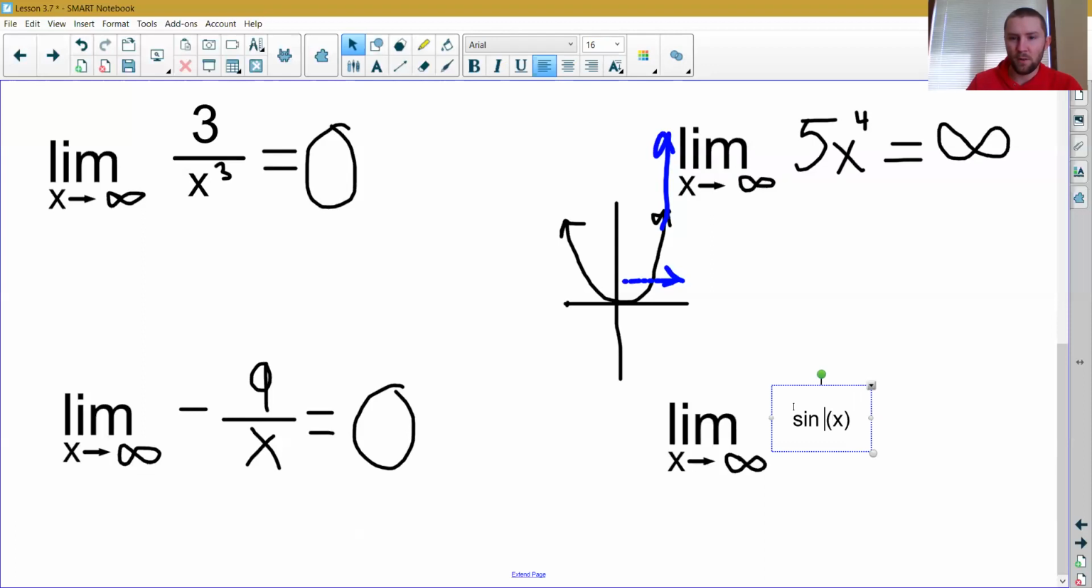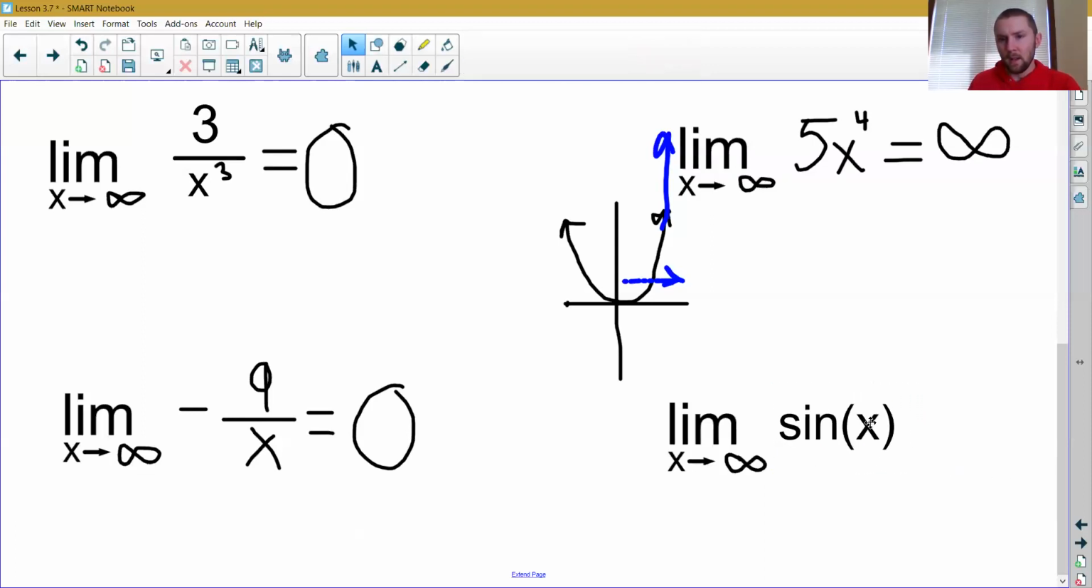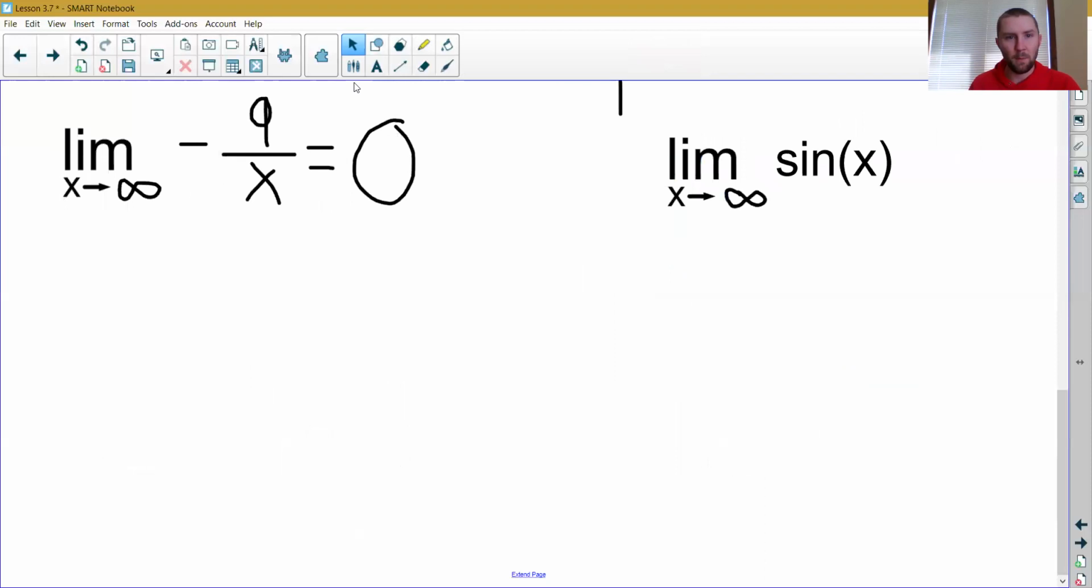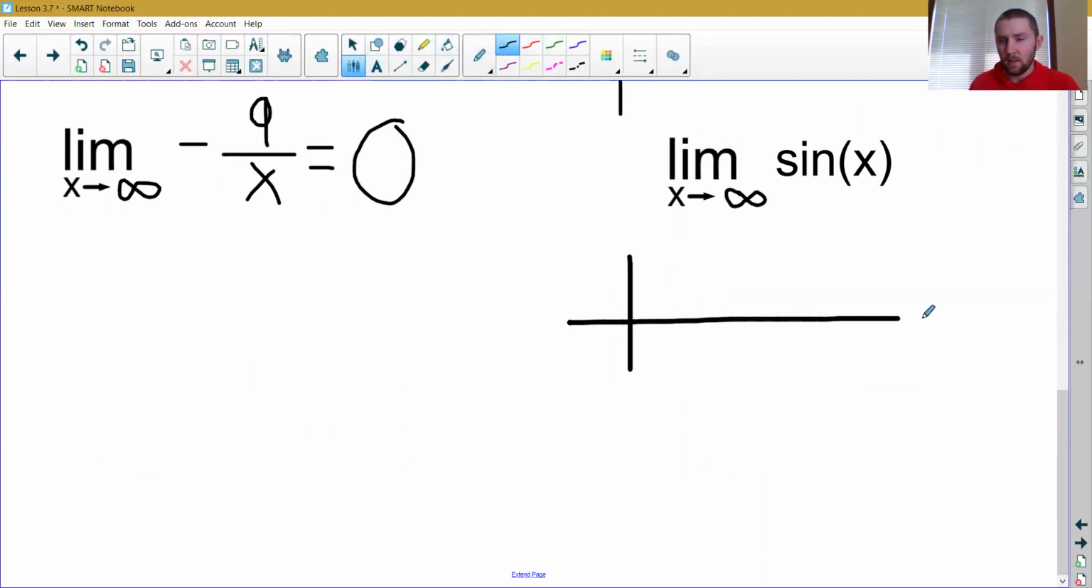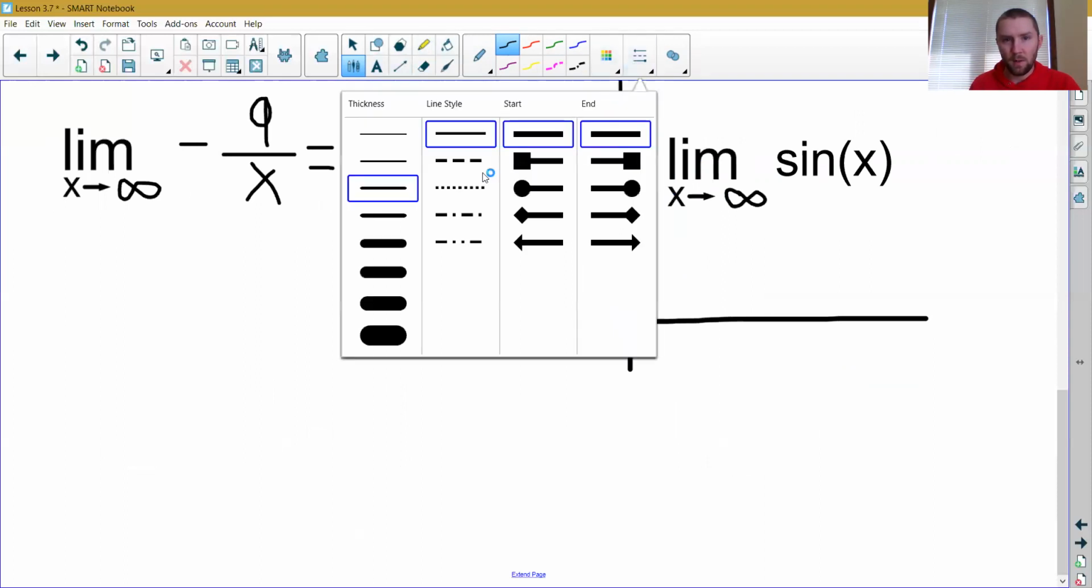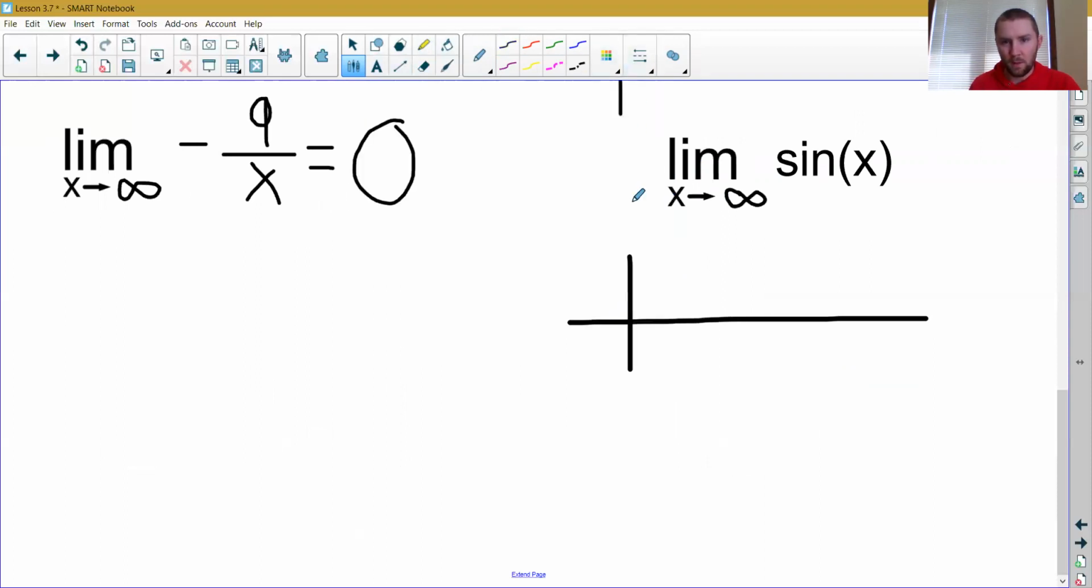Now this is a function that we dealt with a lot in chapter 4, and we should be somewhat familiar with what the graph of this function looks like. But just to refresh our memories, I'm going to sketch it real fast for you. This is not going to be a great sine function, but it would look something like this. Start at 0, 0, and it would go up and down and up and down and up and down like that forever, okay?